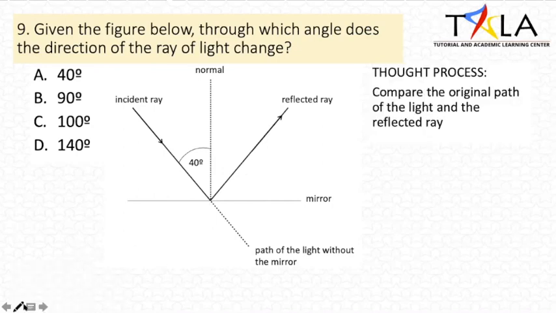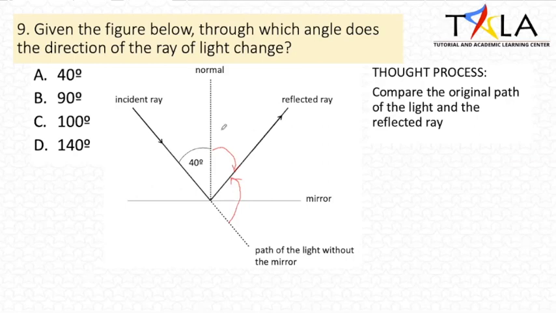So again, ito kinocompute natin. Original path of light to the reflected ray. Diba? Are we able to know itong angle na to? Anong angle na to? Ano yung angle nito? This is the reflected ray. So, from normal to reflected ray, ang angle is?